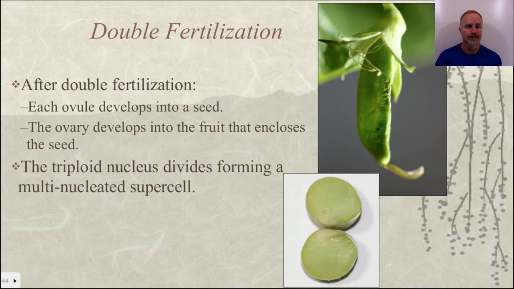Okay. And then after double fertilization, after this fertilization has occurred, each of these ovules inside the carpel here is going to develop into, of course, a seed, like you see here with the peas.